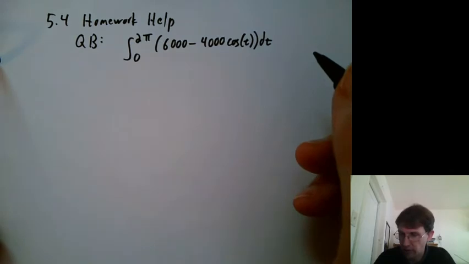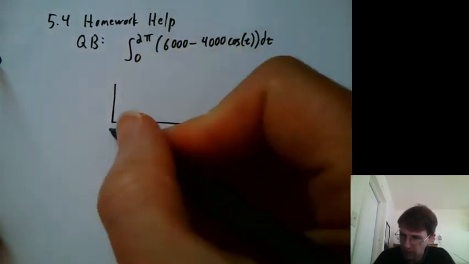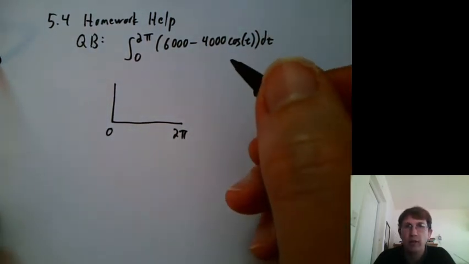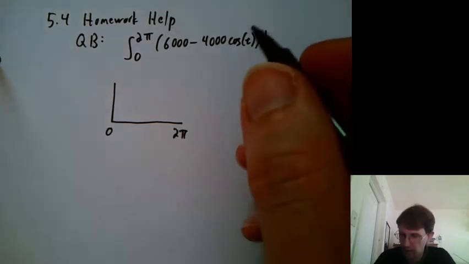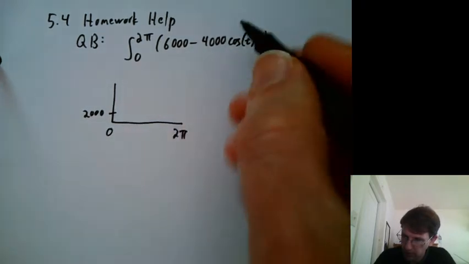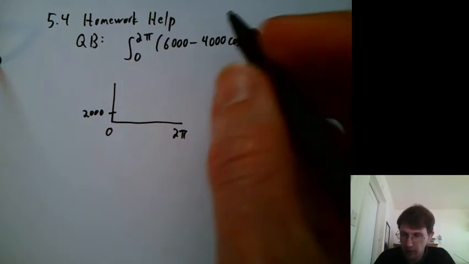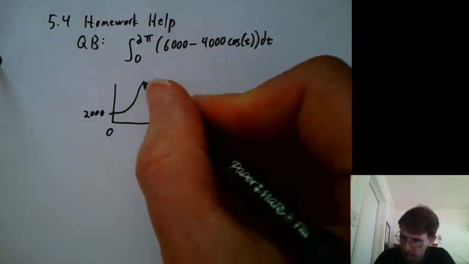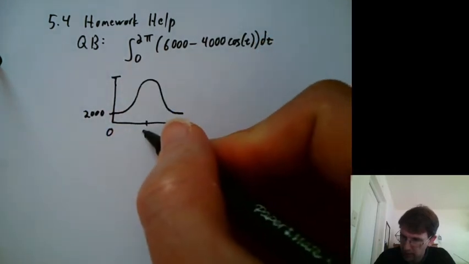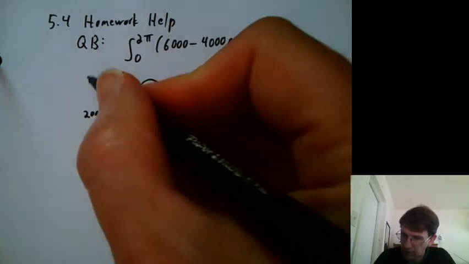The first thing I would do is graph this. It takes a little bit of doing. So the x range of interest is obviously 0 to 2 pi. What's the y range? You have to zoom out enough to be able to see it. It starts at 2,000. When t is 0, cosine is 1, so you get 6,000 minus 4,000 times 1, which is 2,000. And then it's an upside down cosine like that. And its peak here is at pi, and the cosine of pi is -1, and you get 10,000.